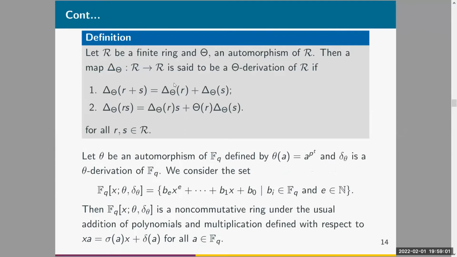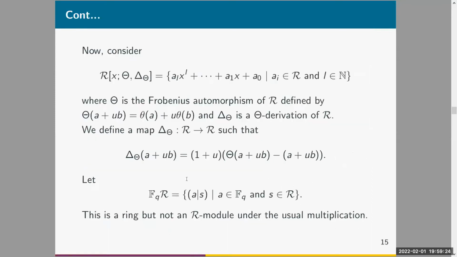So now we will define the theta derivation. If these two conditions hold, then this map delta theta is a theta derivation of R. We consider here the set Fq[x; theta, delta theta]. Then this ring is a non-commutative ring under the usual addition of polynomials, and multiplication is defined like x a = sigma(a) x + delta(a), where a belongs to Fq. Further, we extend this in general over the ring R, where theta is the Frobenius automorphism of R defined by theta(a + ub) = theta(a) + u theta(b), and delta theta is a theta derivation of R.